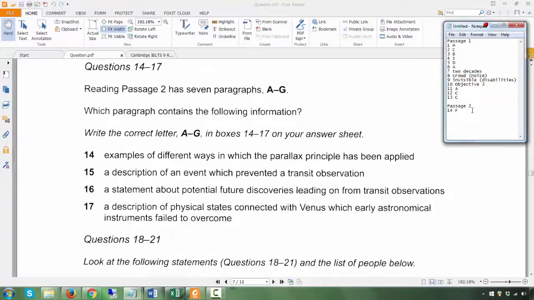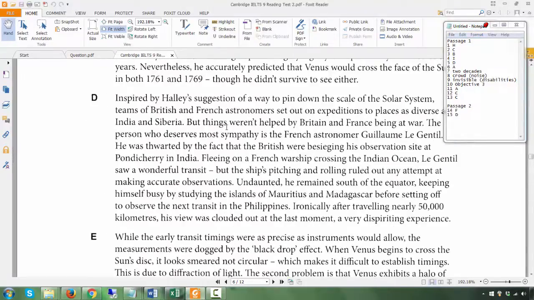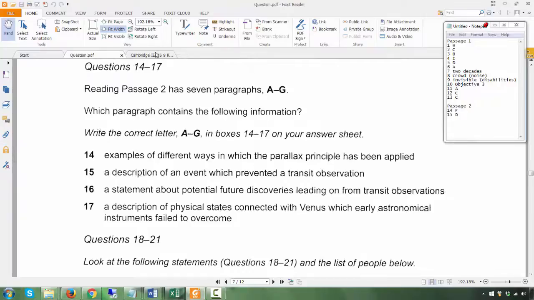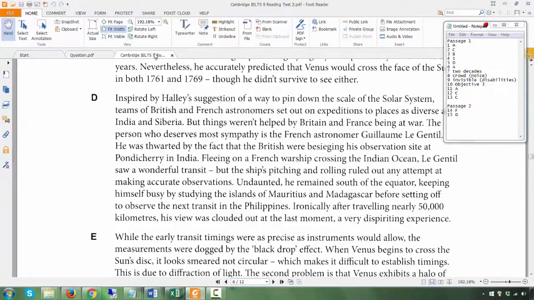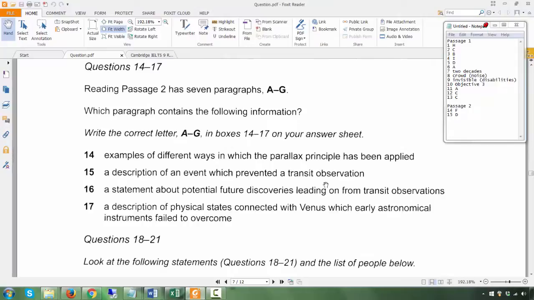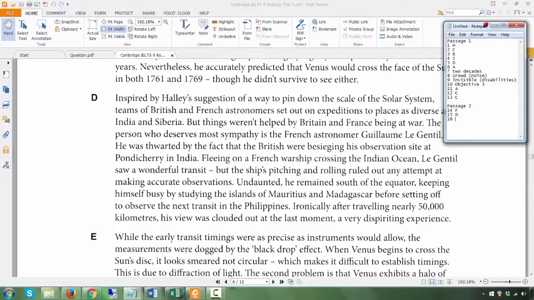15. A description of an event which prevented a transit observation. That will be D. A description of an event that prevented a transit observation. So here, fleeing on a French warship crossing the Indian Ocean, Le Gentil saw a wonderful transit, but the ship's pitching and rolling ruled out any attempt at making accurate observations. So it prevented a transit observation, right? That's information there. 16, the answer is G.